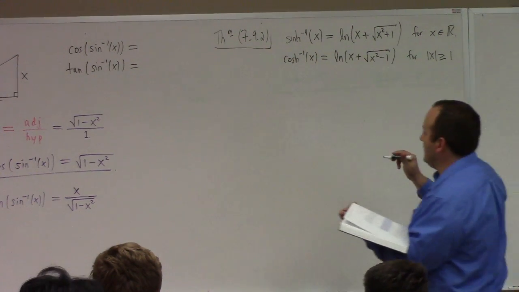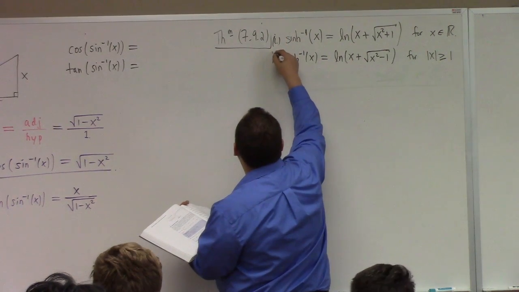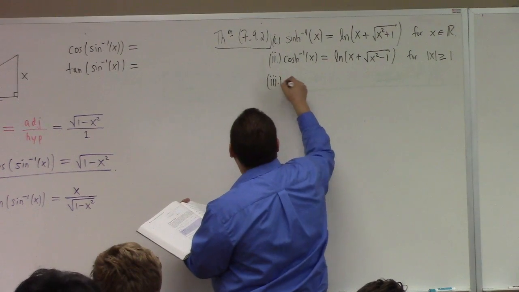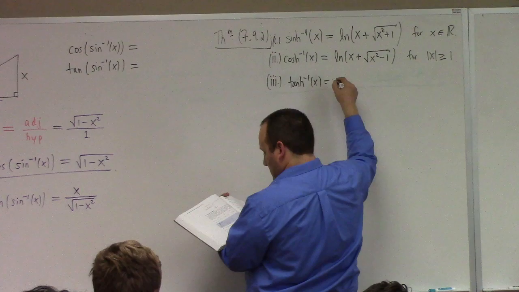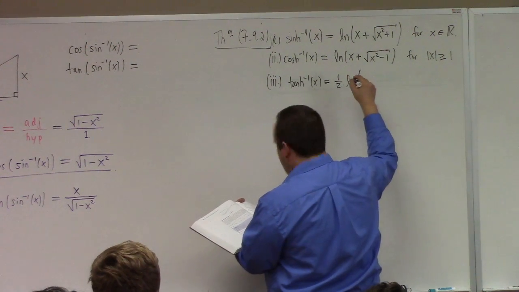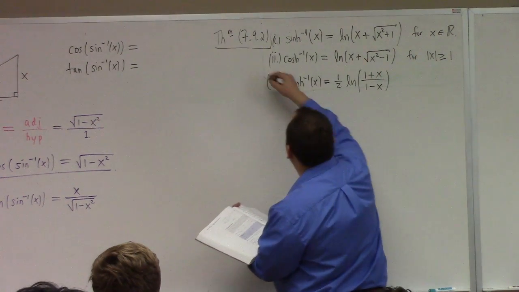And then there's also a formula. This is 1, 2, and 3 in that theorem. The third thing is that the inverse hyperbolic tangent of x is 1/2 the natural log of 1 plus x over 1 minus x. All right.